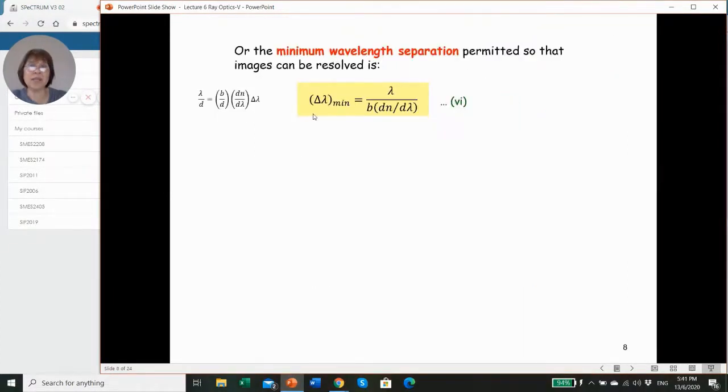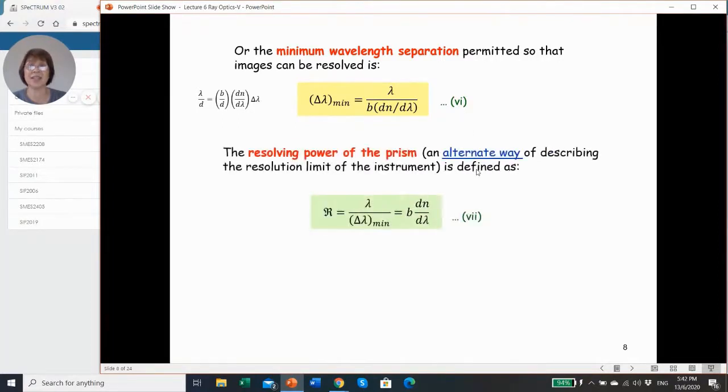The minimum wavelength separation, given by delta lambda min, permitted so that the images can be resolved, would then be equal to lambda divided by B, and bring this dispersion term to the denominator on the left-hand side. Then we have this term here, and that's equation 6.